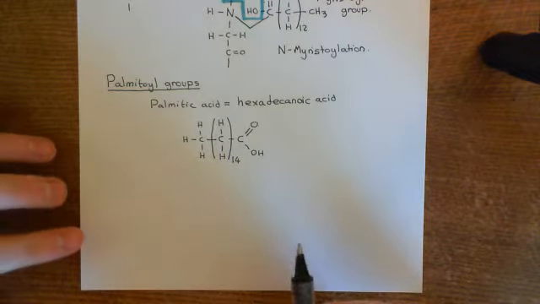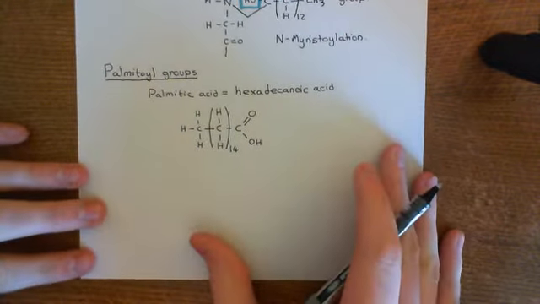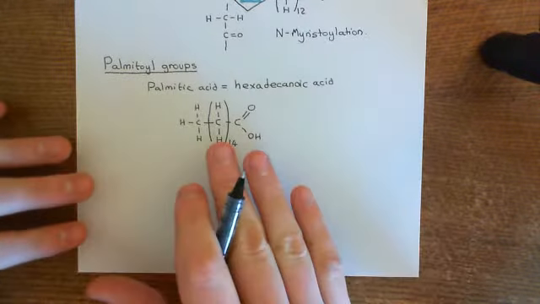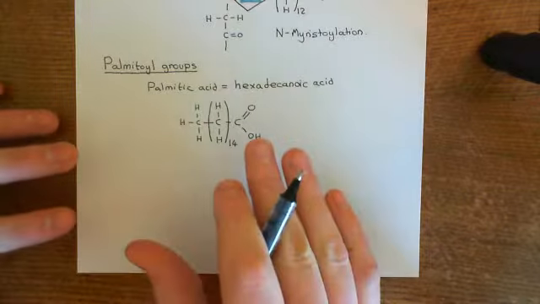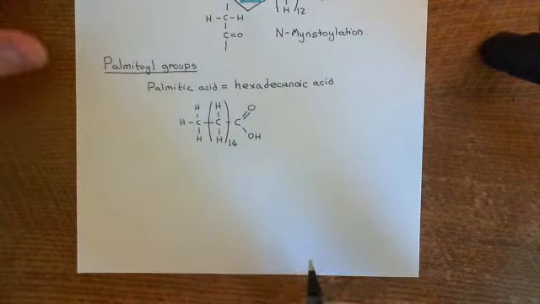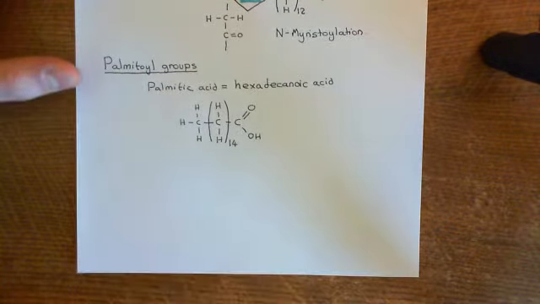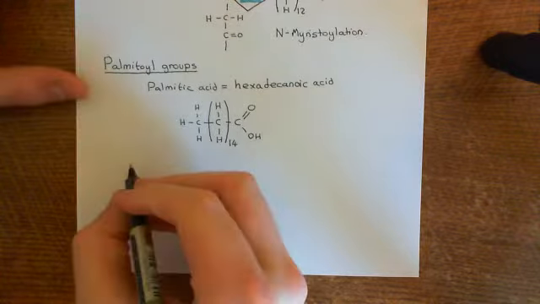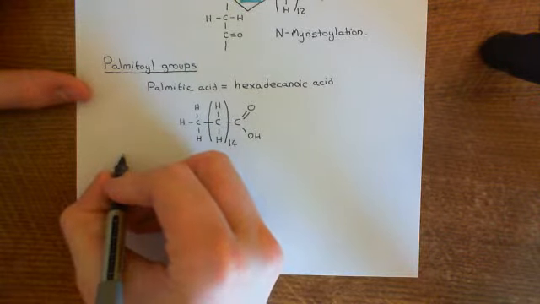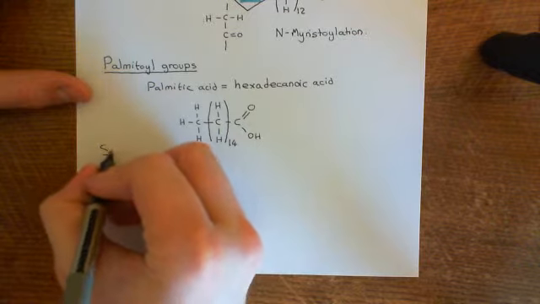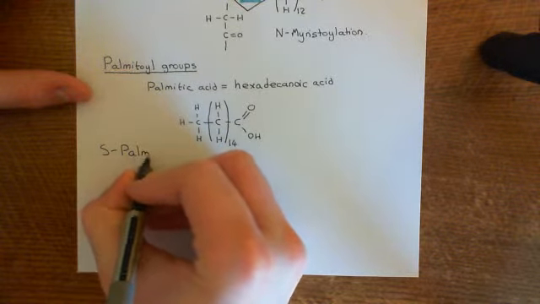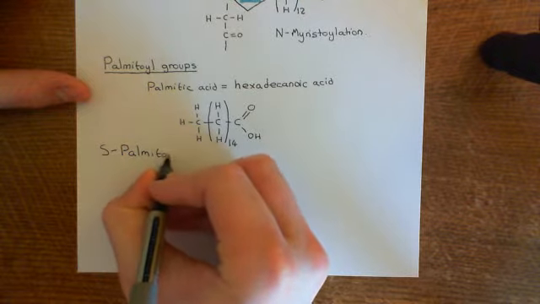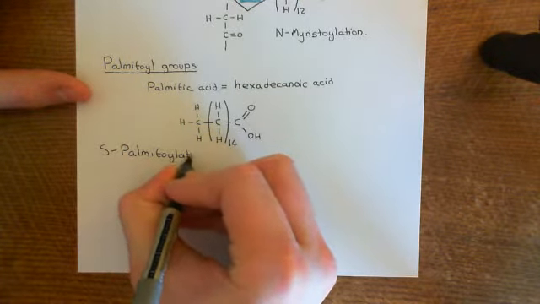There are two ways that you can add palmitoyl groups onto proteins. They're always added onto cysteine amino acids, so let me remind you of the structure of a cysteine amino acid. Let's start with what is known as S-palmitoylation, and we'll see in a moment that there's also N-palmitoylation.